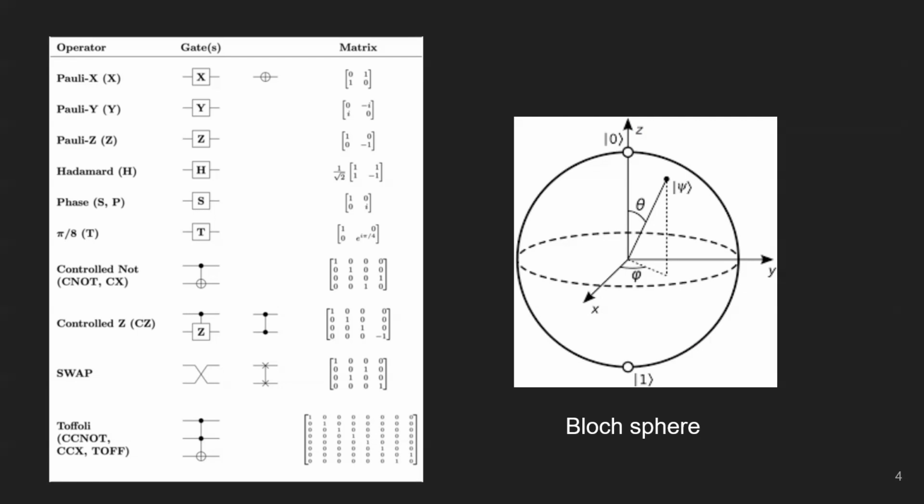So if you had a qubit that was in either state 0 or state 1, say it's in state 1, and you applied a Pauli Z matrix or gate to it, what would happen?